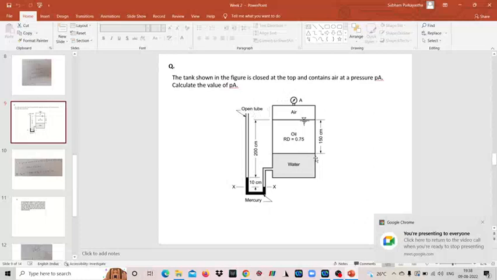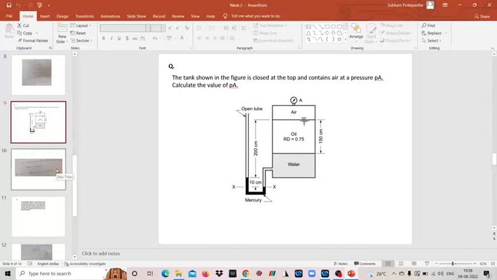So you can solve this problem whether by taking the absolute zero as the reference, or you can take atmospheric pressure as the reference. Now, until and unless mentioned otherwise, it is better to go for the gauge pressure calculations. The reason is it saves some computations.